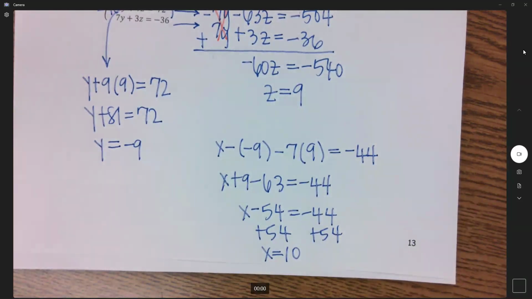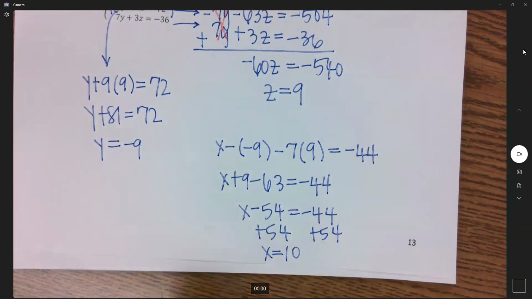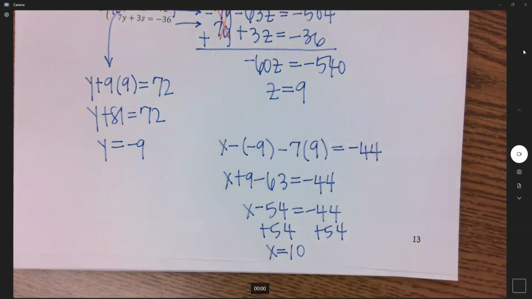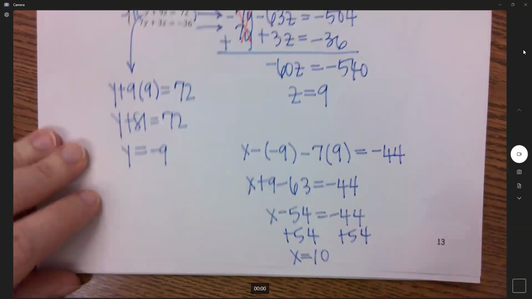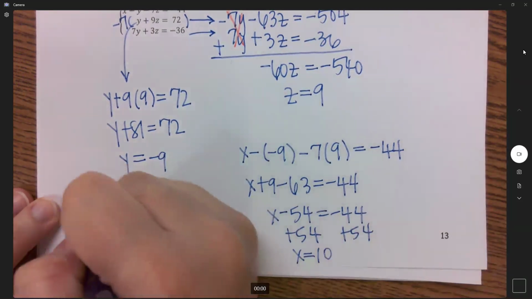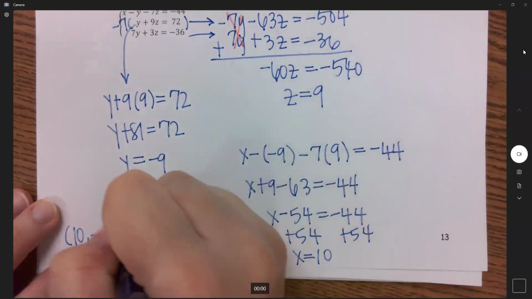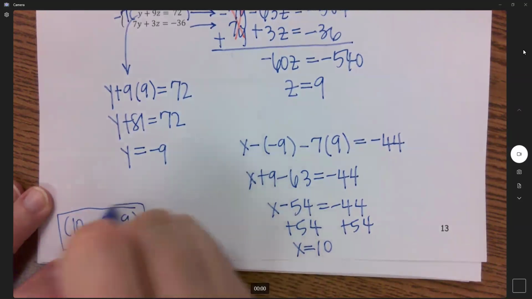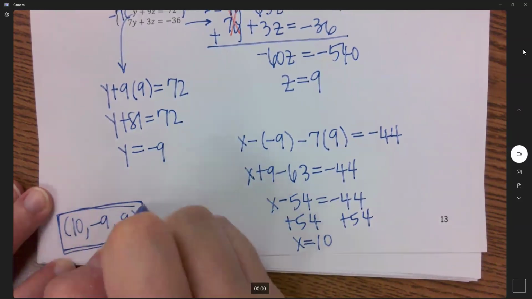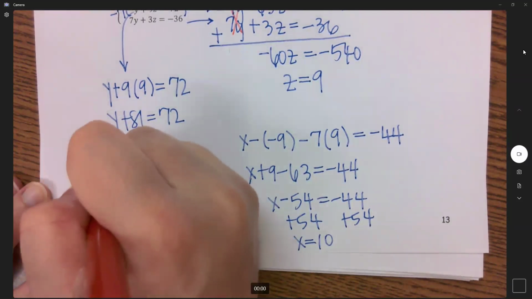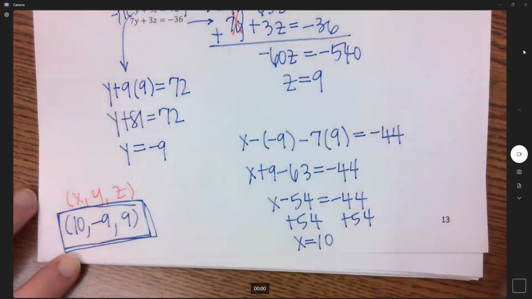My math lab probably just wants X equals, Y equals, Z equals. I want this as an ordered pair though. Ordered pairs in 3D is X, comma Y, comma Z. So this is 10, -9, 9. So again, this is X, comma Y, comma Z.